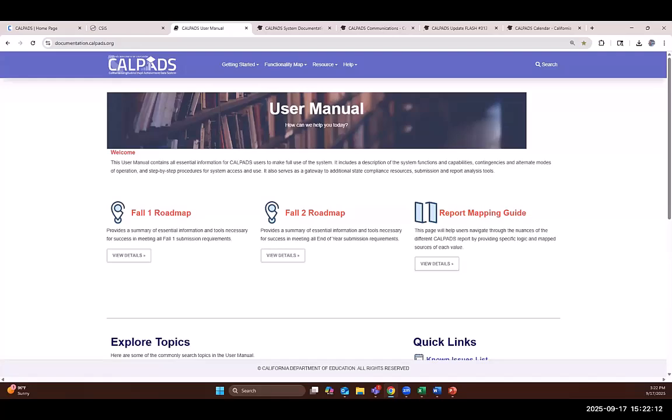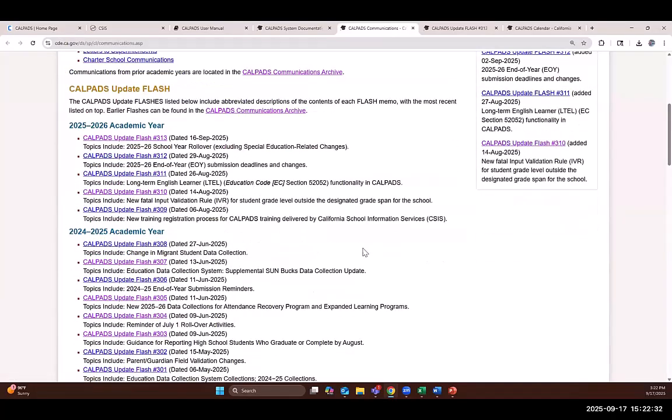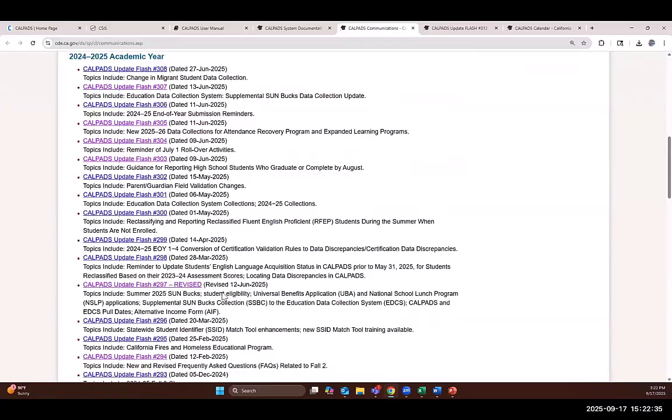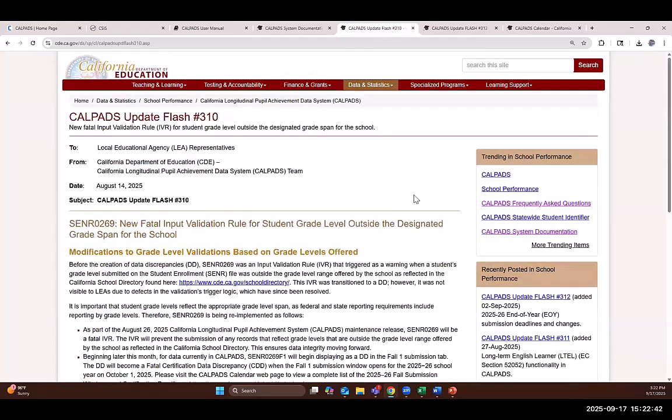So you want to look up that school CDS number in the CDS directory, and it'll tell you the grade span for the school. And you want to be sure that your students are within that grade span. And there's a flash, and I can't remember the number, that talks about this change in checking for grade spans. Which flash was that? 310. Yeah, so there's a flash specifically about this error.